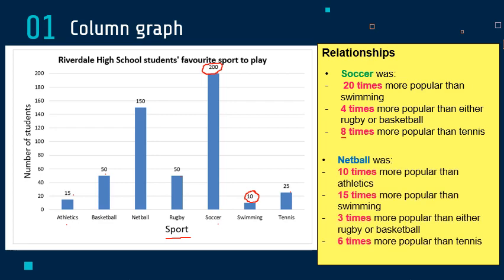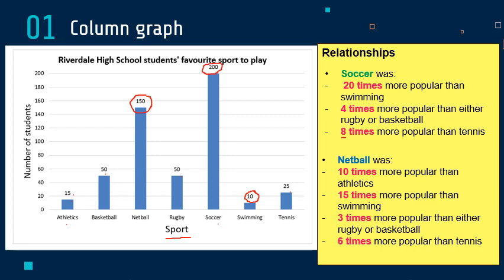Let's go to netball now. Netball is 150. And I'm going to go to athletics again. 15 times 10 is 150, so it's 10 times more popular than athletics. I can go to swimming now. It's 15 times more popular than swimming.